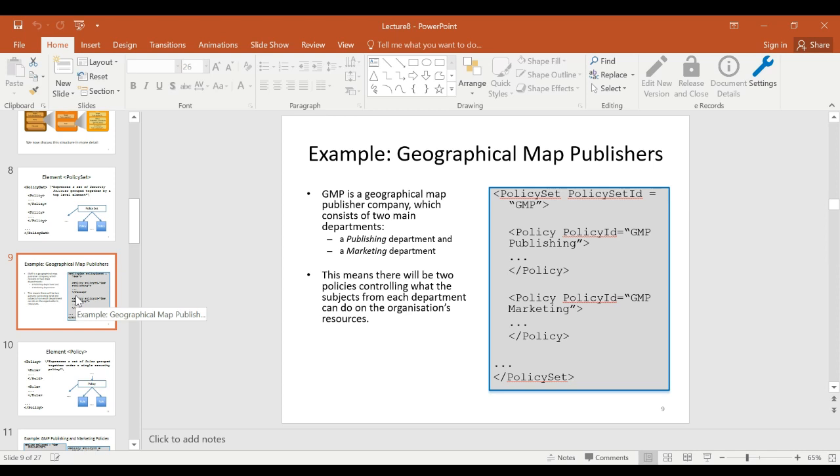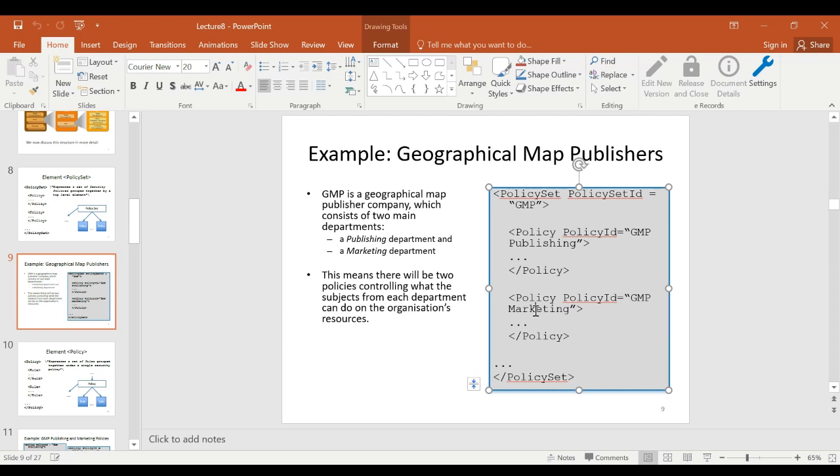So here's a simple example. You have a company that publishes geographical maps. Let's call it GMP. This company consists of two departments, a publishing department and a marketing department. Now, of course, if we want to set up a policy for this company, we will have to set up a couple of individual policies. One policy is for the publishing department and the other policy is for the marketing department.